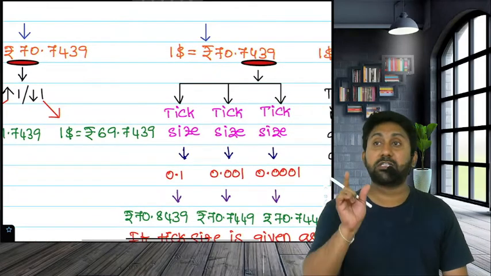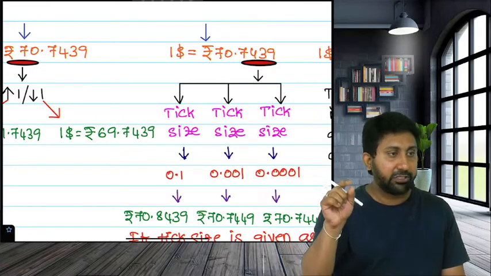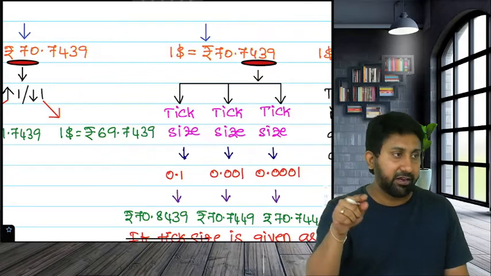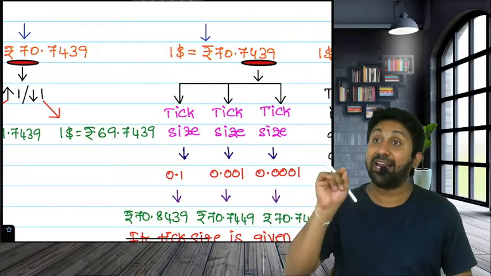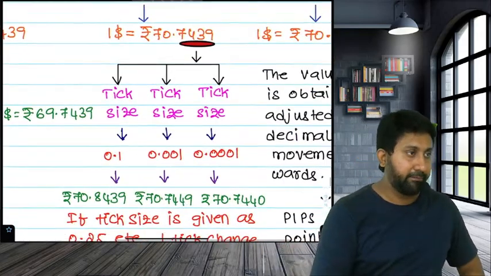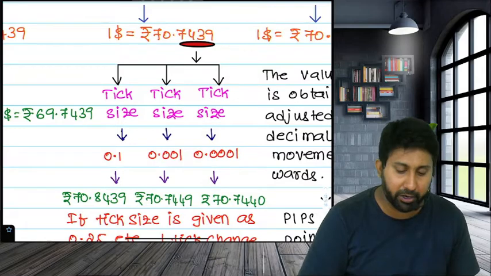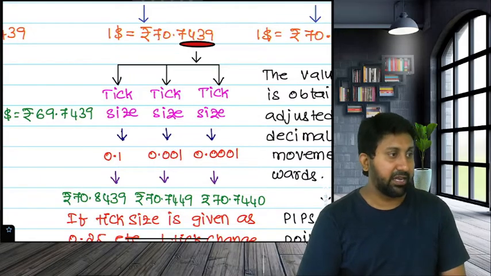When they give swap points, they will give 0.00 like that. Okay, 0 point or 14-15 they will give. Those are all ticks adjustments only. If he clearly tells exchange point change, then you need to change the direct amount. So $1 equal to 70.7439. Tick size can be 0.1, 0.001, 0.0001, like that he can give.